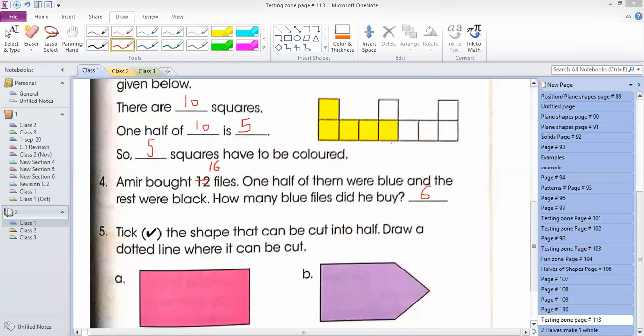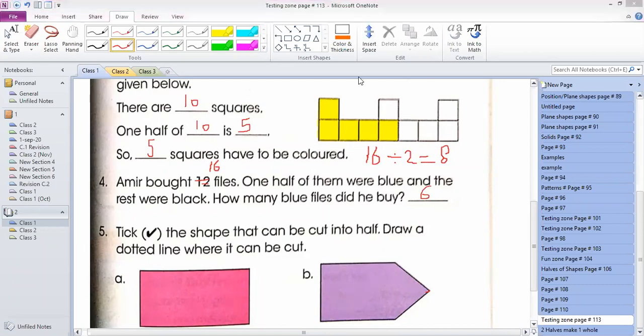Eight plus eight, 16. No, but you will not say that. You will say because 16 divided by 2 is equal to 8. Because you are finding out half. Finding out half means dividing into two equal parts. So divide by 2. 2 multiplied by what will give you 16? That is 8.